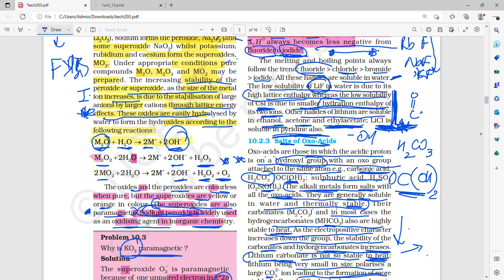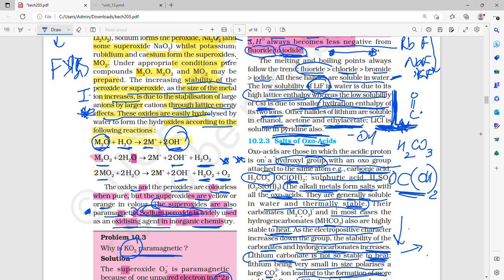So lithium fluoride and cesium iodide. Why is lithium fluoride less soluble? This is because of its very high lattice enthalpy. That is why lithium fluoride is less soluble in water. But why is cesium iodide less soluble in water? This is because cesium has the largest atomic size, and largest atomic size means lowest hydration enthalpy, and therefore, due to the smaller hydration enthalpy of its ions, cesium iodide is also very less soluble in water.